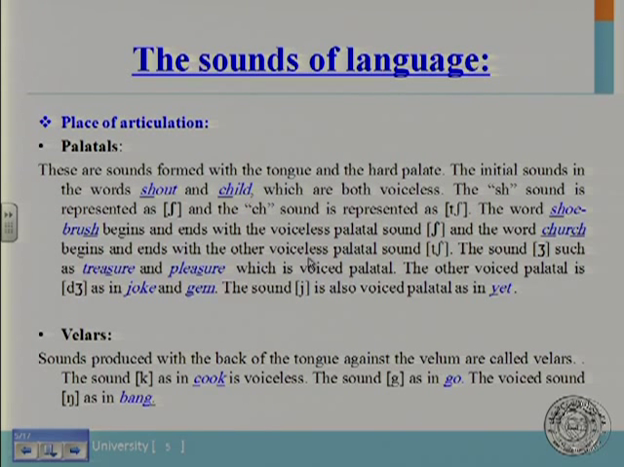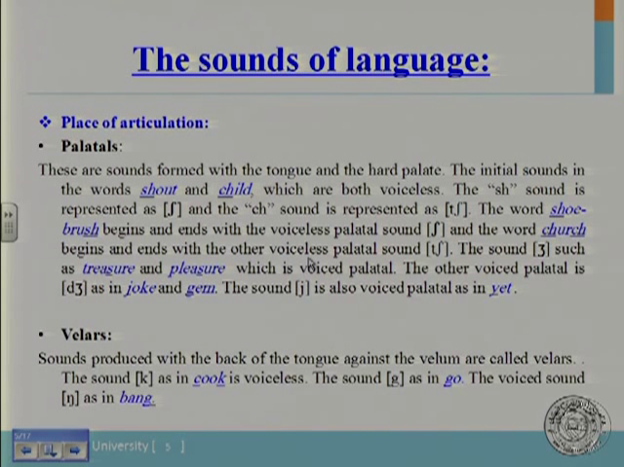Now, here we have the sound k, as in cook. It begins with k and also ends with k. K is a voiceless sound. We also have g. You can feel that the back part of your tongue touches something. That area is called the velum. So k is voiceless, and we have the sound g. Again, this is a plosive, one of the stops, as in go.